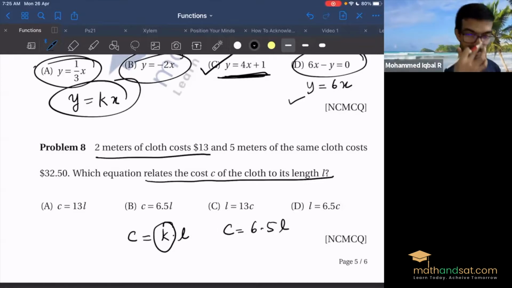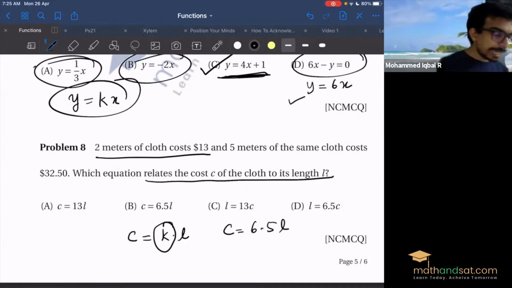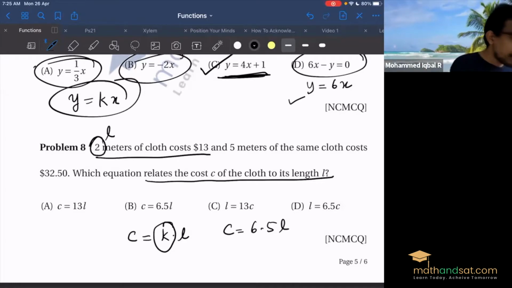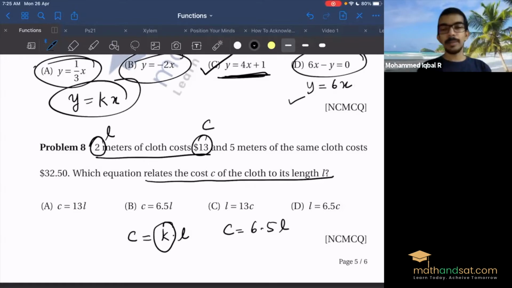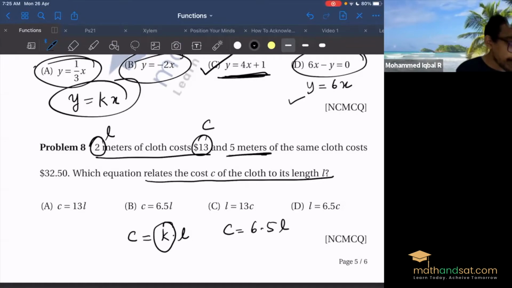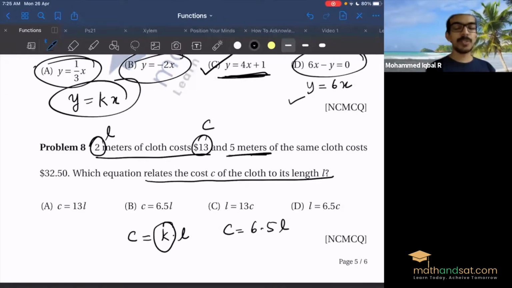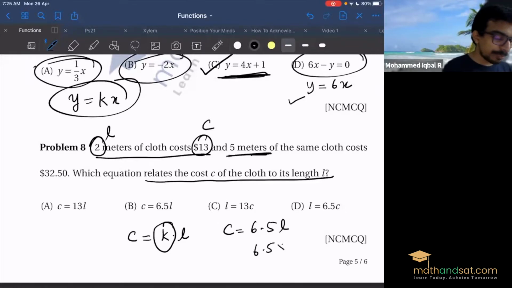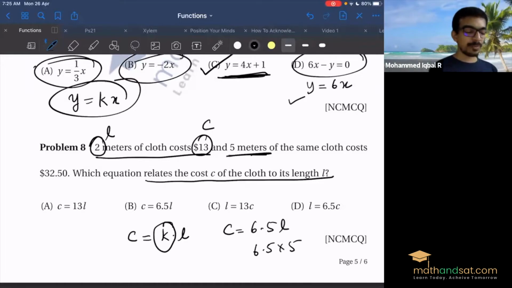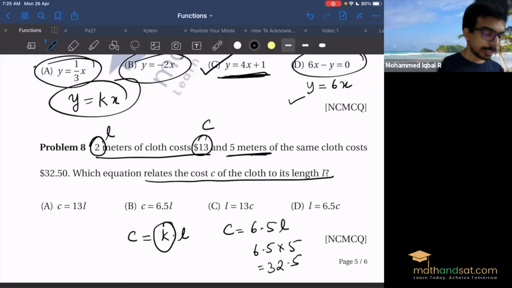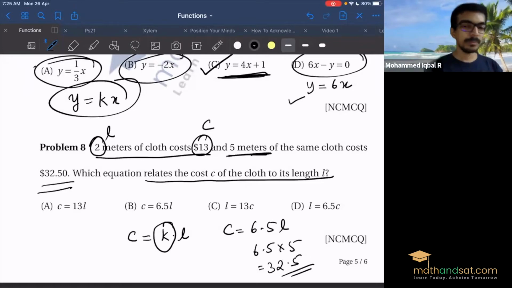We can also verify this. When your L is 2, what is the C value? It's 13, because 2 times 6.5 is 13. And similarly, when your L is 5, your cost comes out to be 6.5 times 5. You have to do the math. It is going to be 30 plus 2.5, 32.5. Yes, that is also correct.